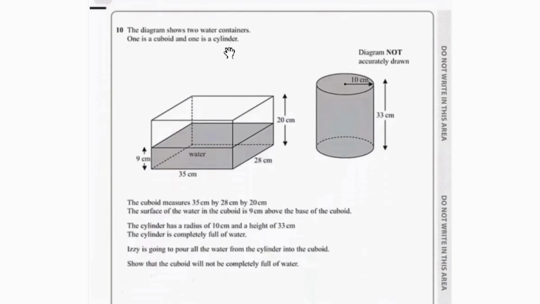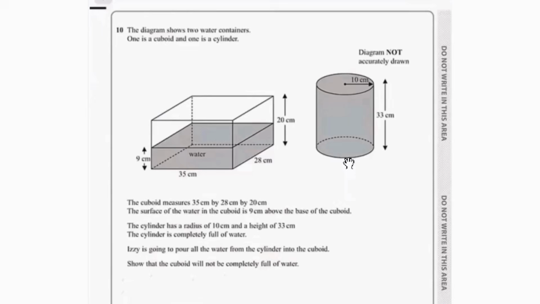Then it says the diagram shows two water containers. One is a cuboid and one is a cylinder. The cuboid measures 35 centimeters by 28 centimeters by 20 centimeters. The surface of the water in the cuboid is 9 centimeters above the base of the cuboid. The cylinder has a radius of 10 centimeters and a height of 33 centimeters. The cylinder is completely full of water. AC is going to pour all of the water from the cylinder into the cuboid. Show that the cuboid will not be completely full of water.